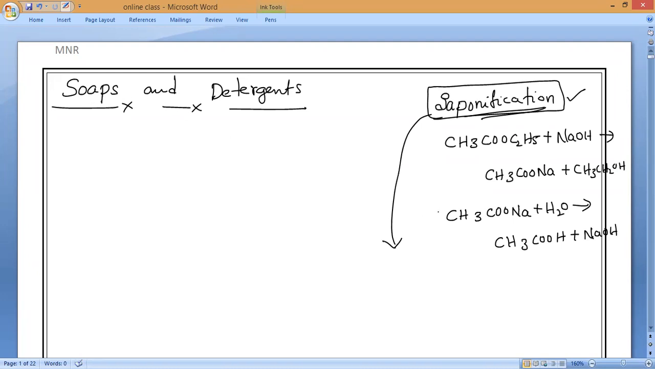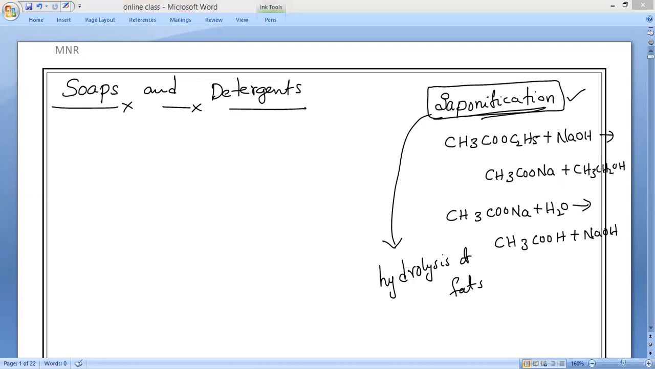So what they do is go with the hydrolysis of fats. What kind of fats? Anybody can tell me? Long chain carboxylic acids. So that is what we get. The hydrolysis of fats, they are the esters of higher fatty acids, meaning higher carboxylic acids. That is called saponification.